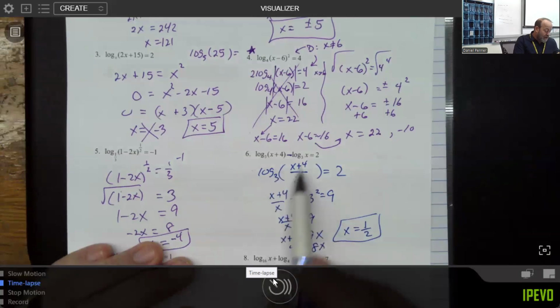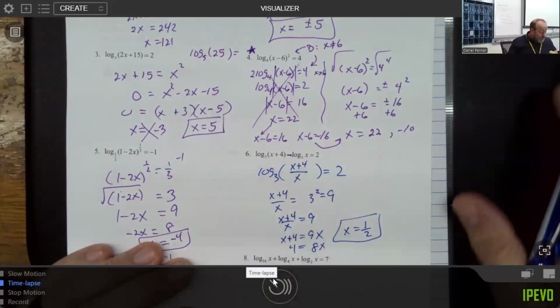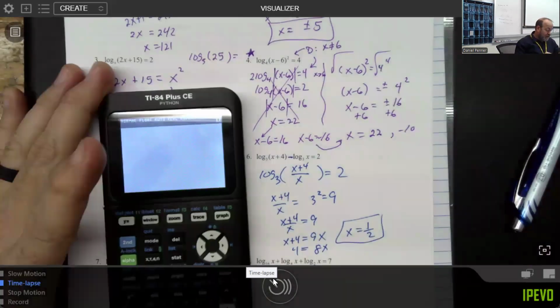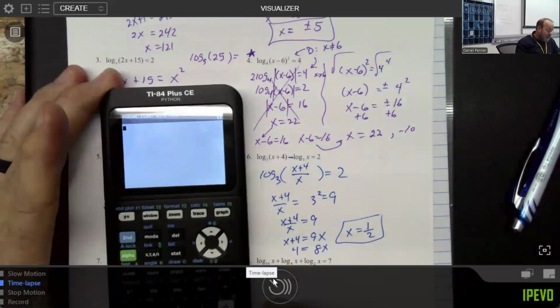x plus 4 over x is 2. That's 3 to the 2 is 9. So 9x is x plus 4. It looks okay. I got to admit, though, that I'm feeling a little nervous about that question because I thought I remembered an easier value on that I could check a little bit easier. But let's see what happens.